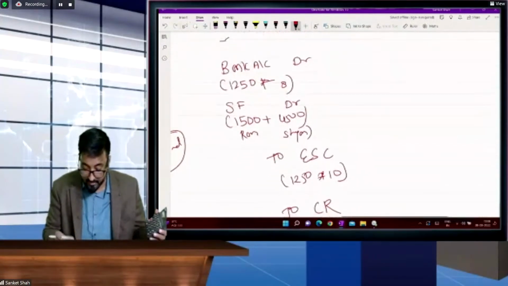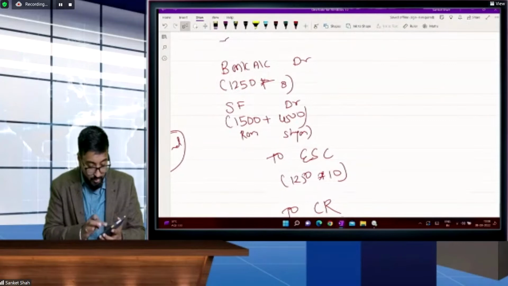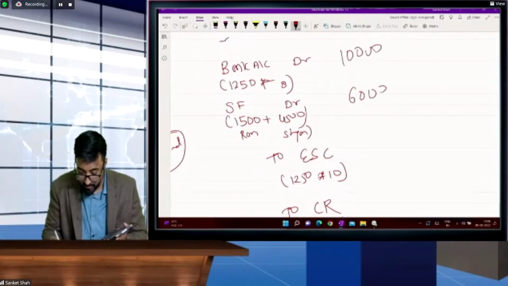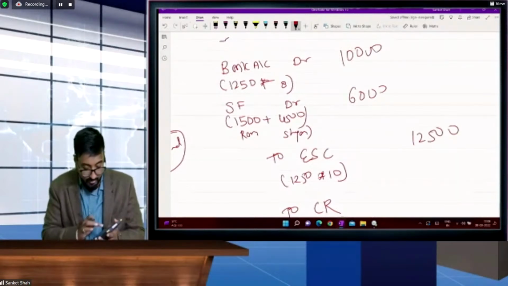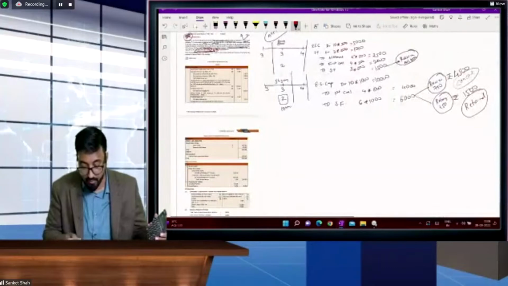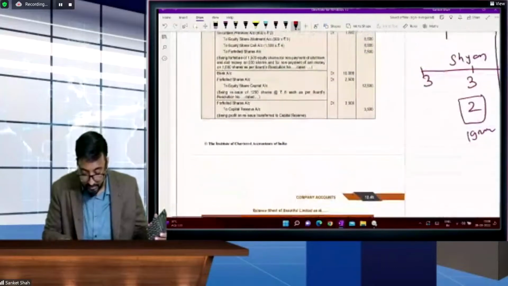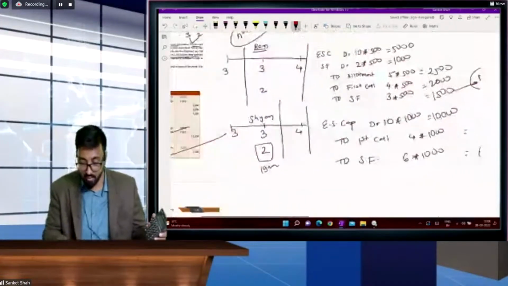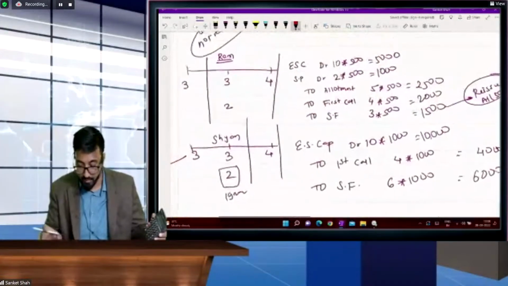Let's see the answer. 1,250 into 8 is 10,000, plus 6,000 is 12,500 debit, and our capital reserve balance will be 3,500. If I'm getting capital reserve entry 3,500, all entries are correct. Yes. So beta, you can take a screenshot. Ram and Sham.